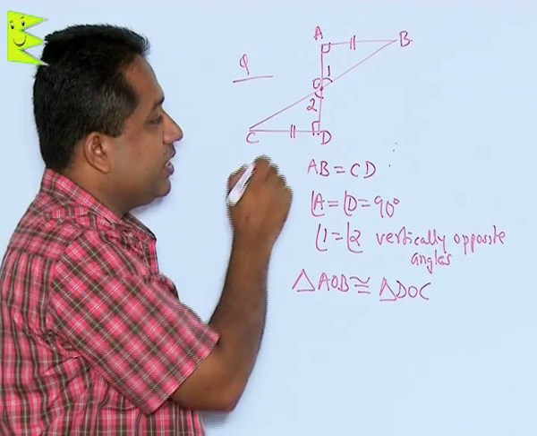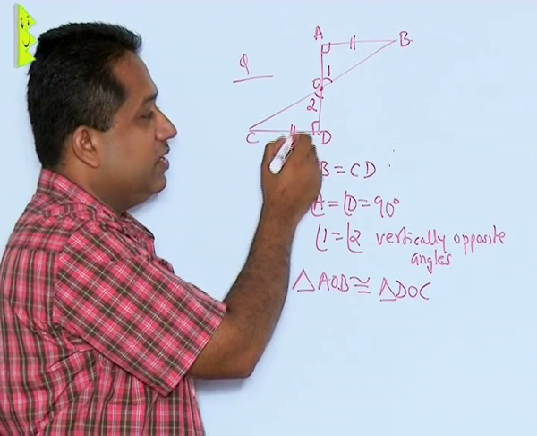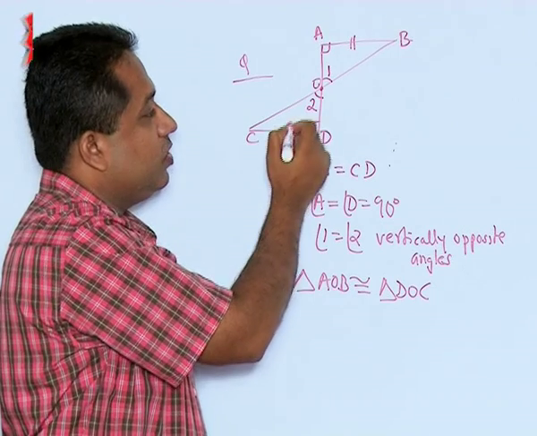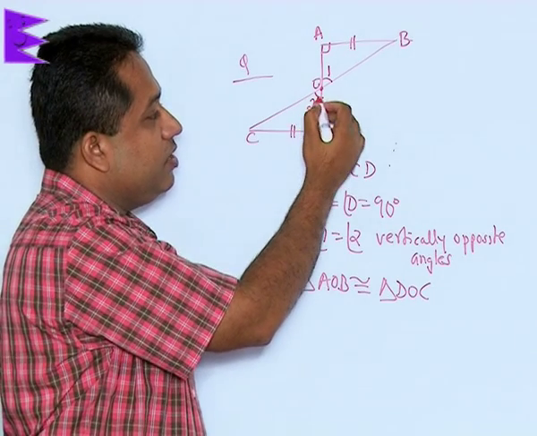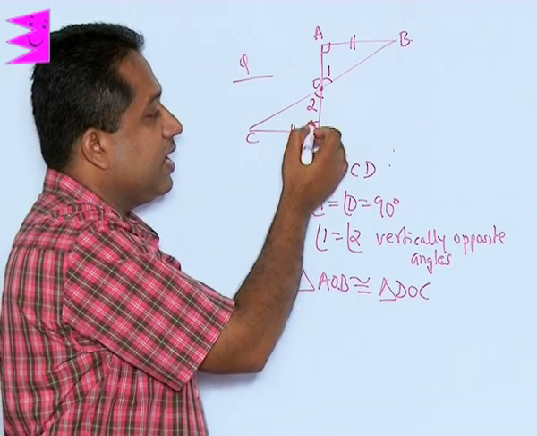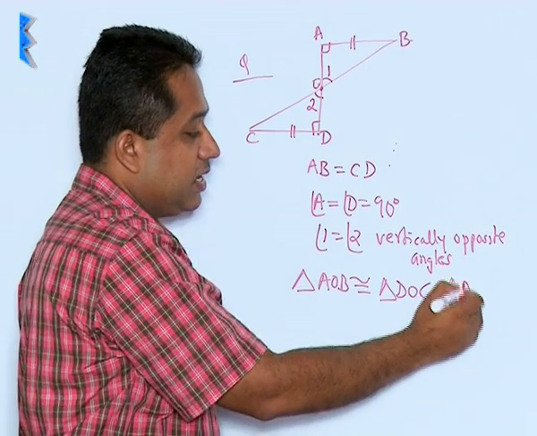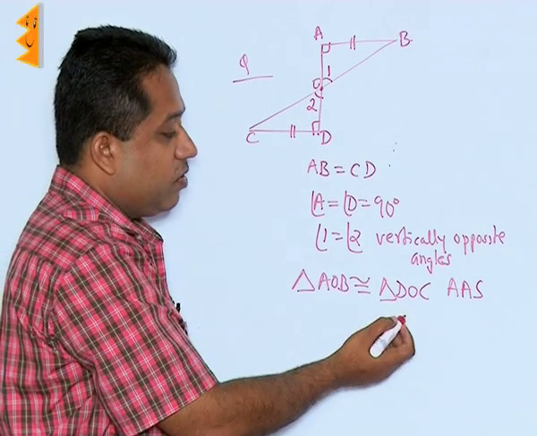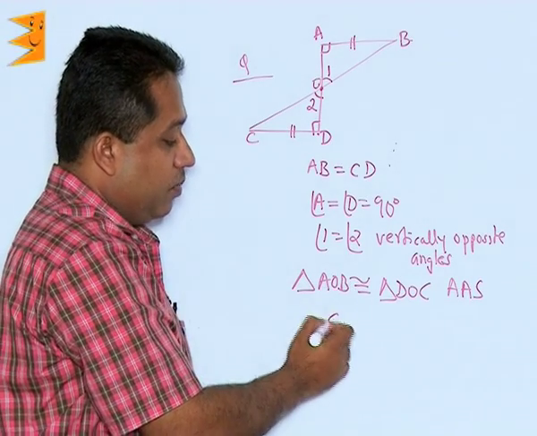Now, two angles and one side: look at the side very carefully. The side is not between the angles, the side is separate. So this is not between them. If it is between, we will use condition ASA, but at the moment we are going to write it as angle angle side. So the triangles are congruent by AAS.